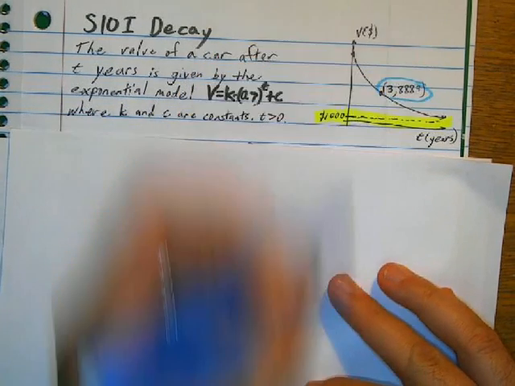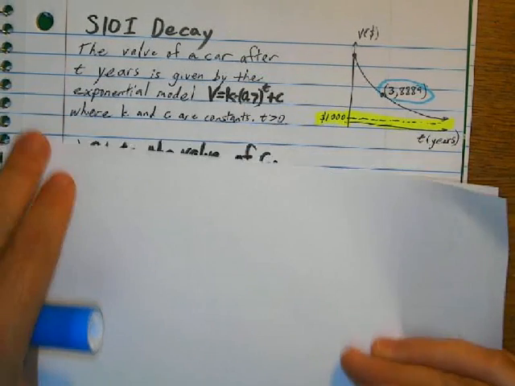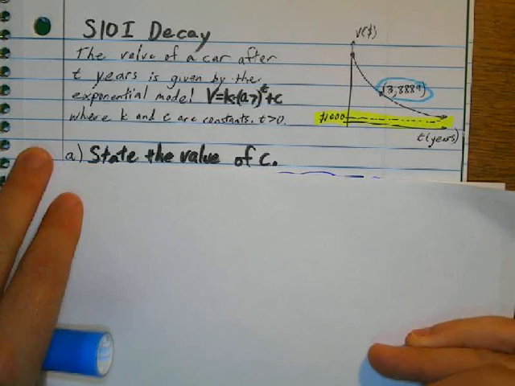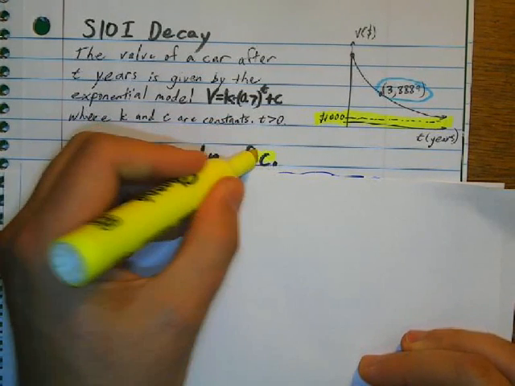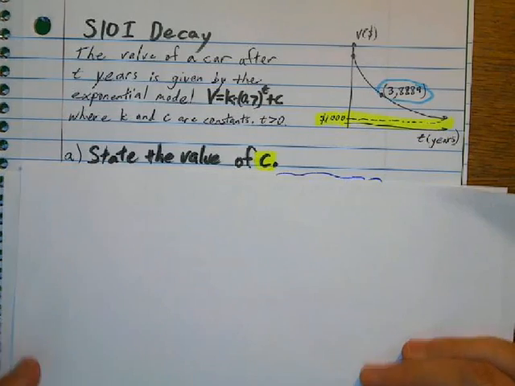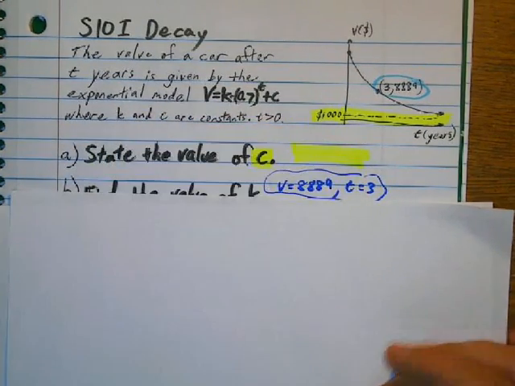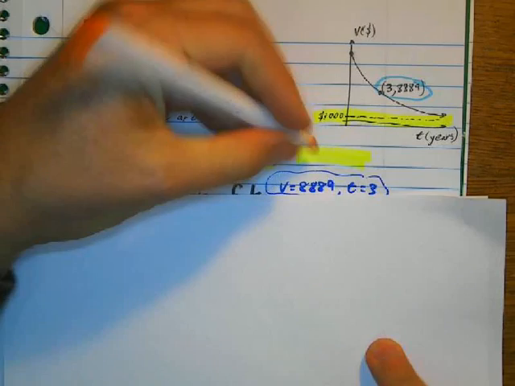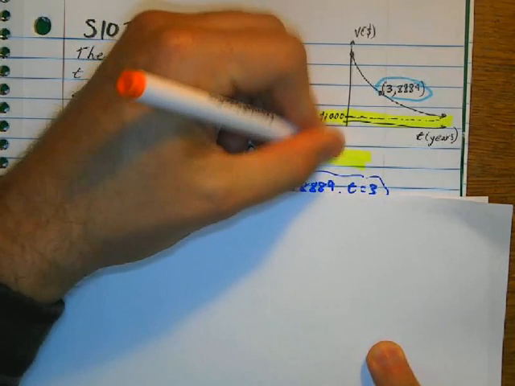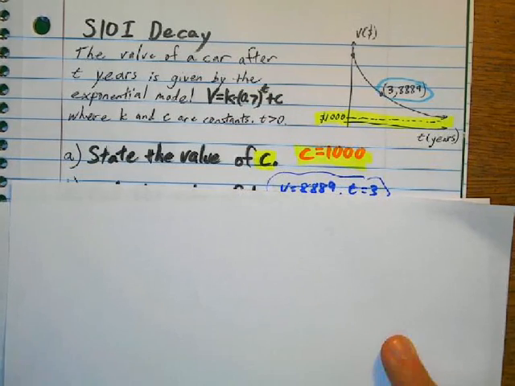And the first question is, they want you to solve for c. So, from what we've learned so far, c is the value of the horizontal asymptote. So, c is going to be equal to 1,000. All right. So next, find the value of k.